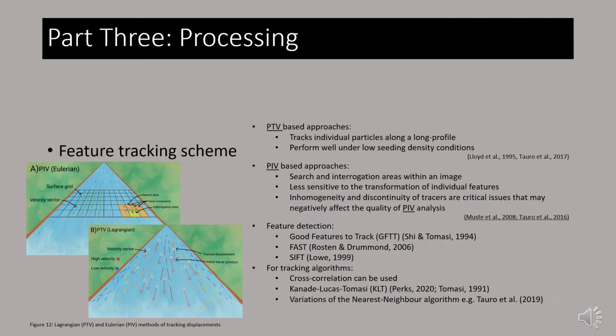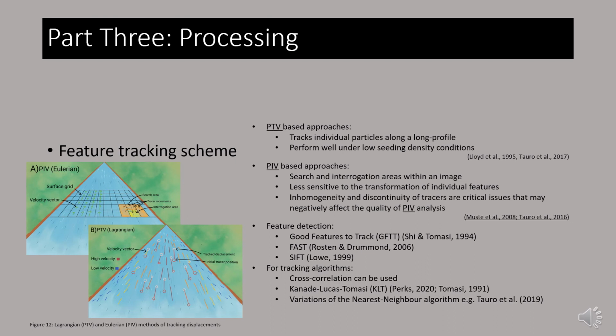So once we've understood the founding principles, it takes us on nicely to looking at the actual feature tracking schemes, such as PIV and PTV. So as I previously stated, PTV-based methods rely on tracking individual particles along a long profile, where they're typically best performing under low seeding density conditions. PIV methods use search and interrogation areas within an image to obtain particle displacements, and they're a lot less sensitive to the transformation of the individual features and can deal with much larger seeding densities.